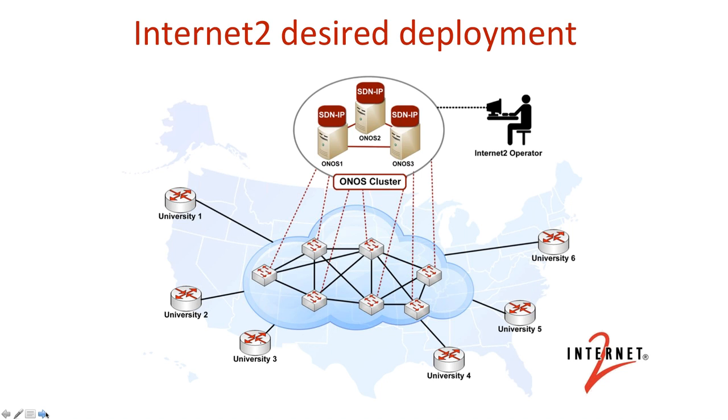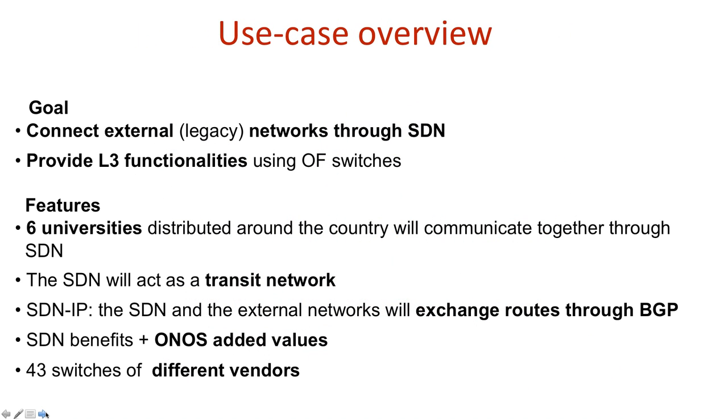Okay? So said that, let's see quickly. I don't want to go too deep in the details, but just to give you quick numbers, we said 6 universities. We have 43 switches in the core. I guess the cool thing of this deployment is to provide layer 3 connectivity without using expensive routers in the core.